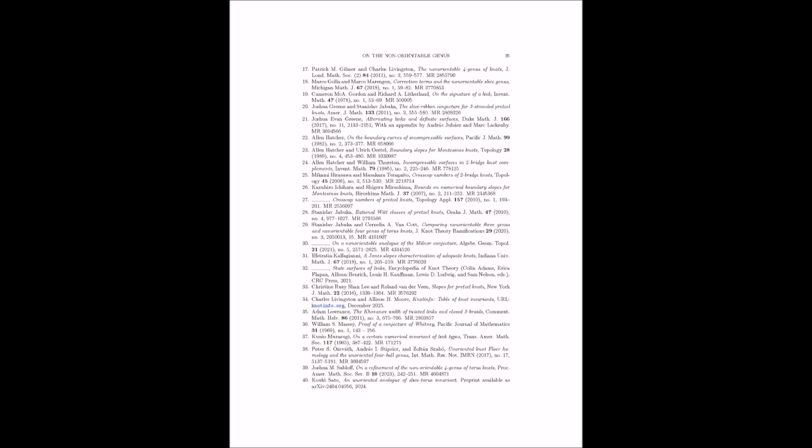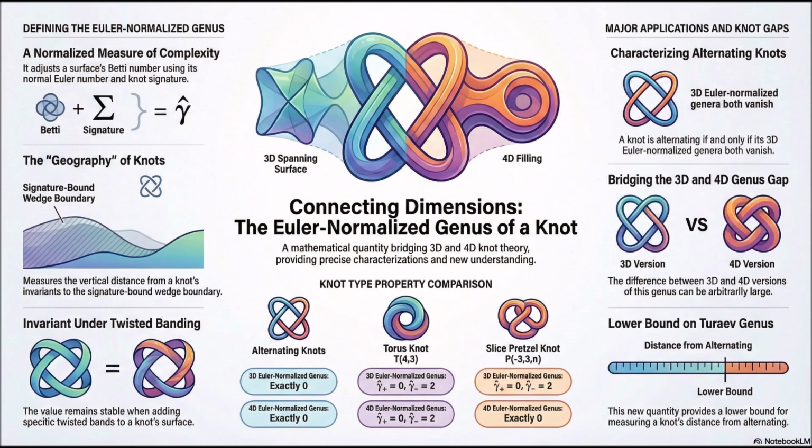Theorem 3.6, Gordon-Litherland bound. For any filling F, the absolute value of the fraction sigma of K minus e of F over 2 is less than or equal to b1 of F. And this is the mathematical inequality that actually defines that wedge, sigma, we saw in the geography pictures. This theorem proves that the geography must lie inside that V shape. It's the hard and fast rule.